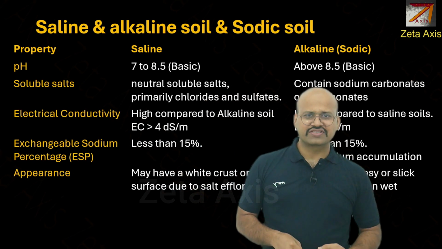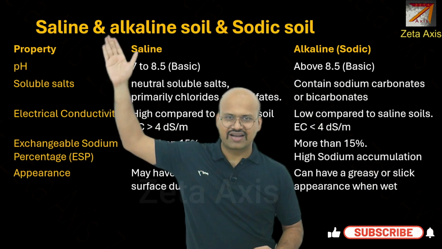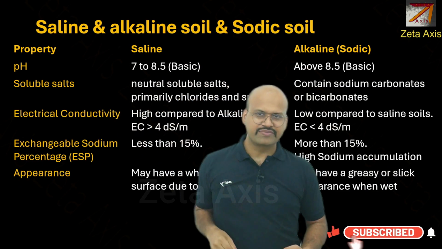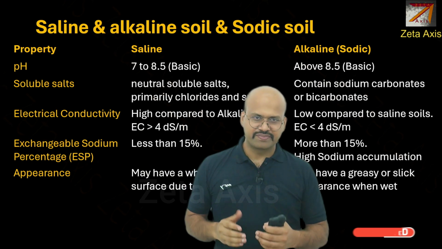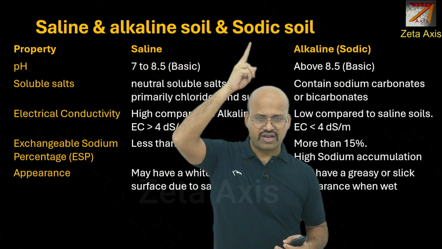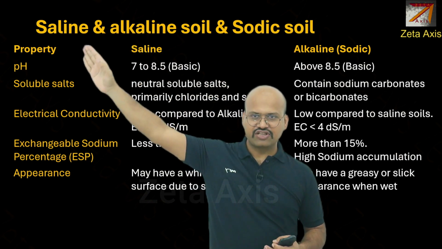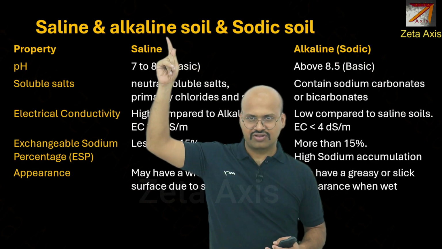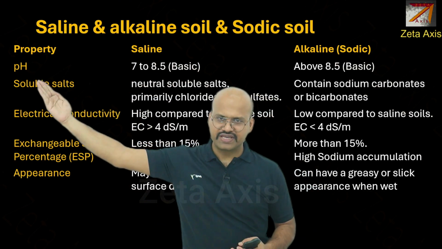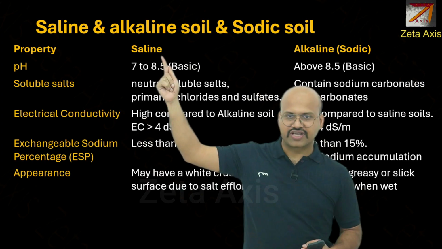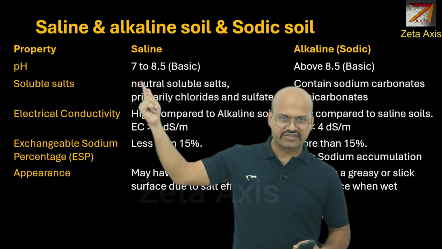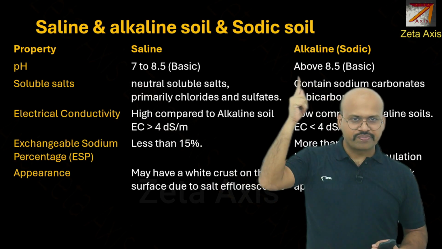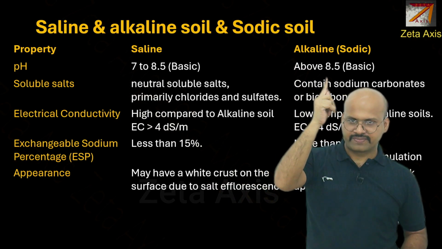Now let's try to understand the difference between saline, alkaline and sodic soil. Sometimes you will see these terms. We generally use them as one, but they have different meanings. Alkaline and sodic soil are one and the same, but saline soil is slightly different from alkaline soil. What is the difference? The pH of saline soil is less than 8.5 and greater than 7, so it is in this range, while alkaline soil is more basic, above 8.5.